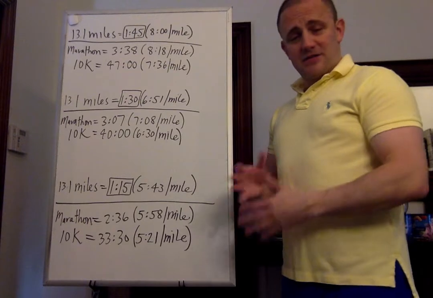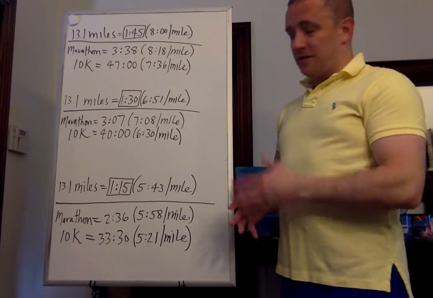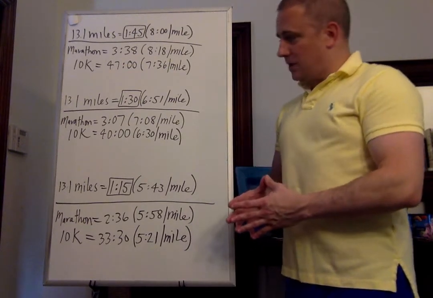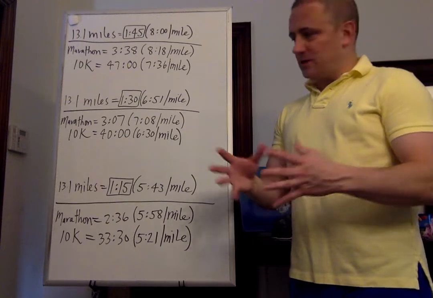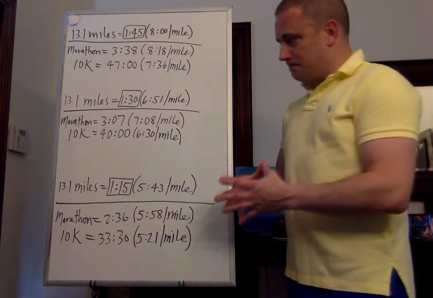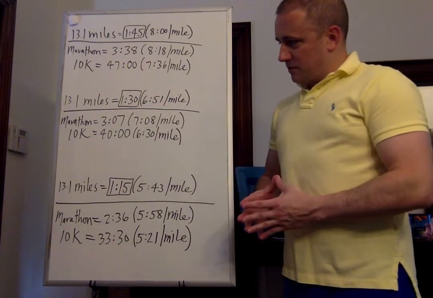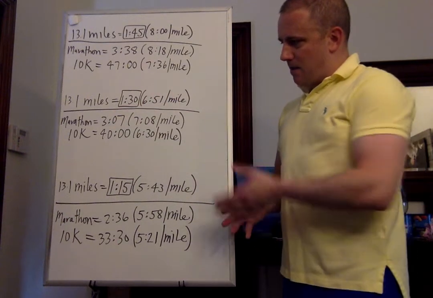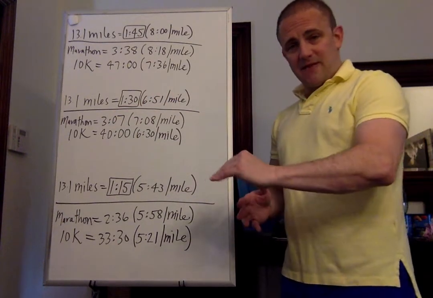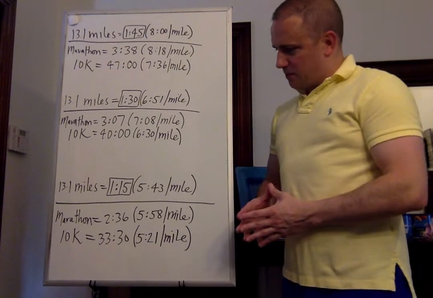As you start getting faster, obviously your fitness is getting better as well. So the gap between half marathon and marathon pace will probably tighten as you get fitter. It will definitely tighten as you get fitter. So 3:07 for the marathon, 7:08 per mile, and it puts you in a ballpark of 40 minutes even for 10K, which is 6:30 per mile.